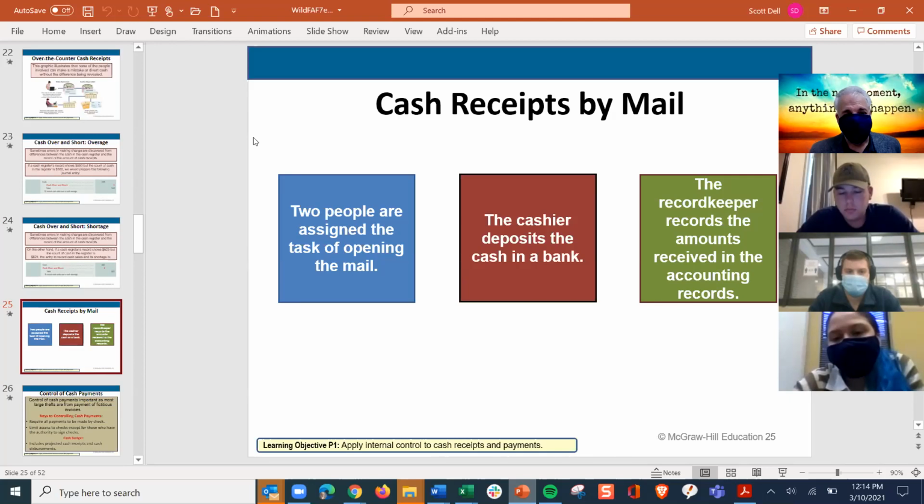Cash receipts by mail. 2 people are assigned to open mail. That's not just checks. The cashier deposits the cash in the bank. The record keeper records the amounts for the accounting records. Records on the deposit slip.